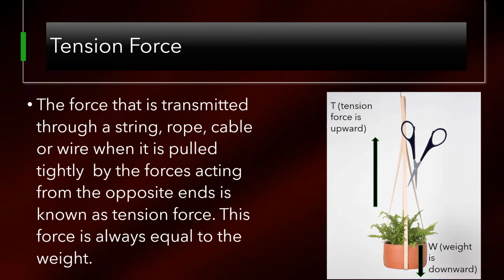Let's look at tension force. The force that is transmitted through a string, rope, cable or wire when it is pulled tightly by the forces acting from the opposite ends is known as tension force. This force is always equal to the weight. Here we can see a plant strung from a wire. The weight or the gravity is pulling it downward and the tension force is acting upward to prevent it from falling down. Hence these two balance out the forces.